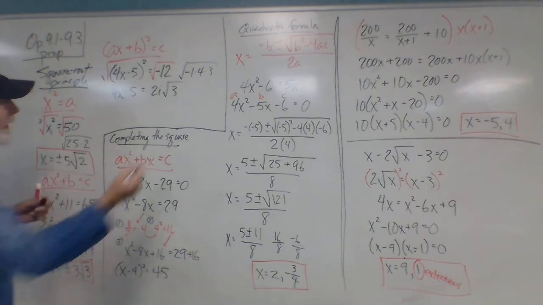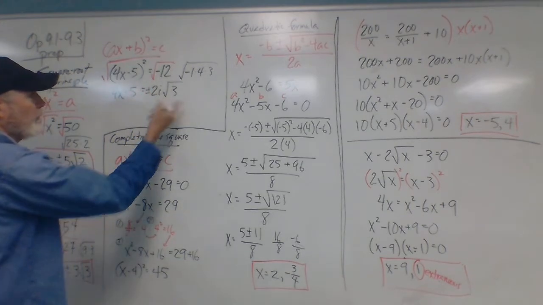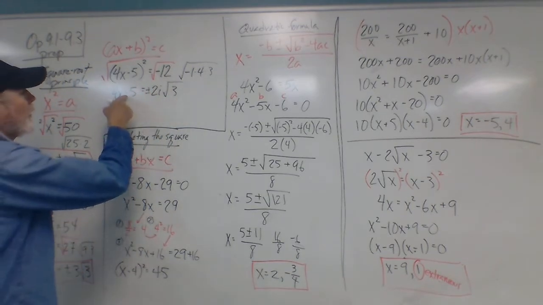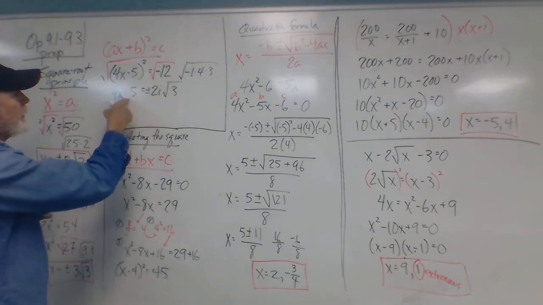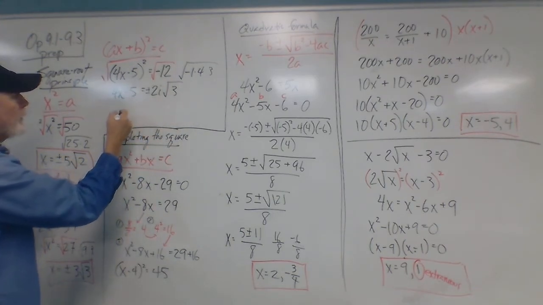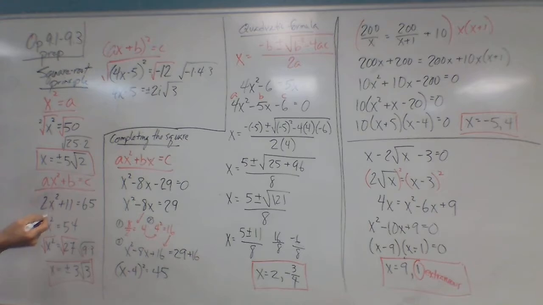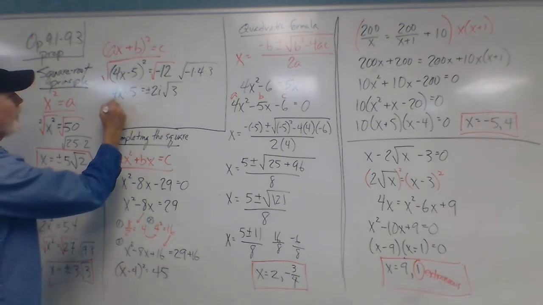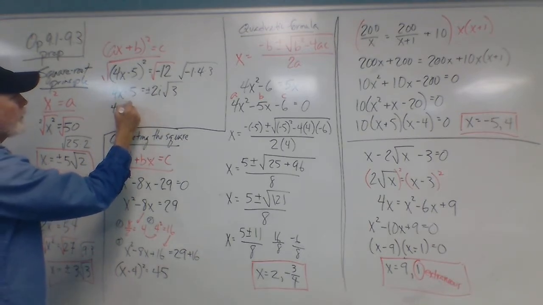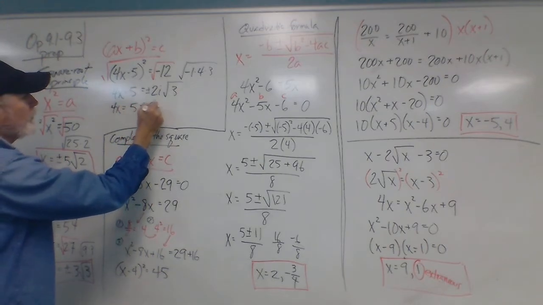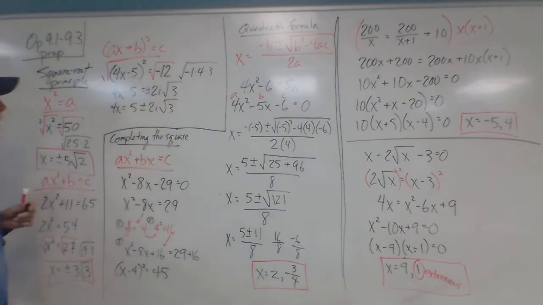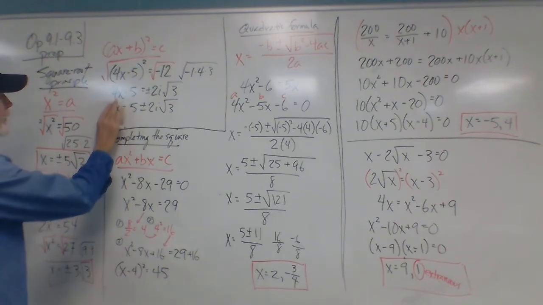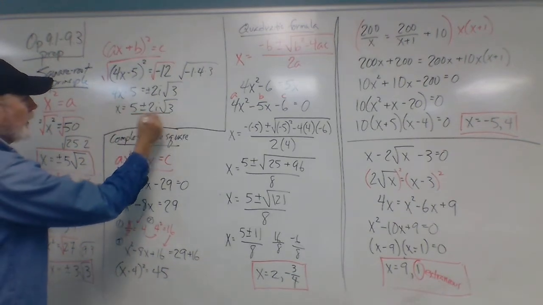Okay, got that? As a matter of fact, this is going to be plus or minus 2i square root of 3. All right, I'm going to move the negative 5 over. So when I do that, I'm going to have 4x equals 5 plus or minus 2i square root of 3. And then I'm going to divide by 4.